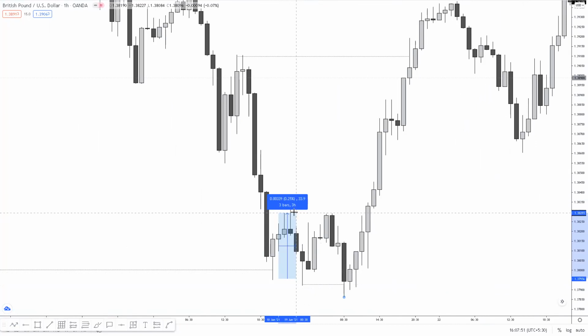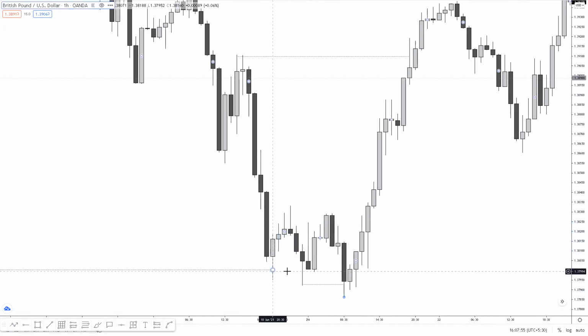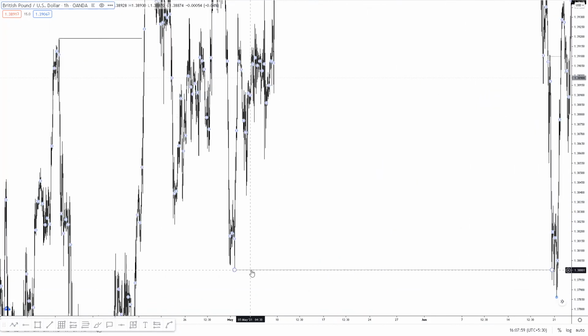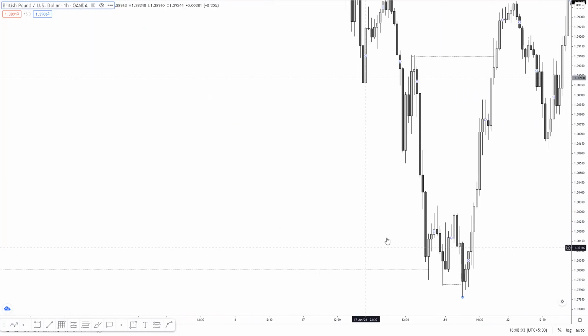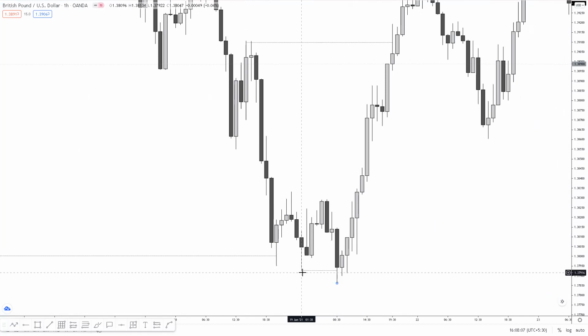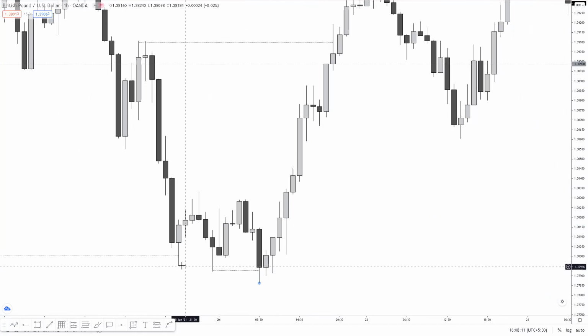That was like a 36 pip move. Imagine if people put sell stops here, the stop loss would be around 30 pips higher. So now they'll be taken out. But then price came back down, and then went back higher, taking out this low. It took out this low now.